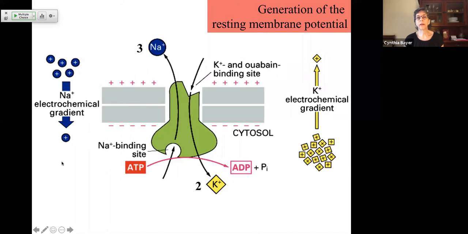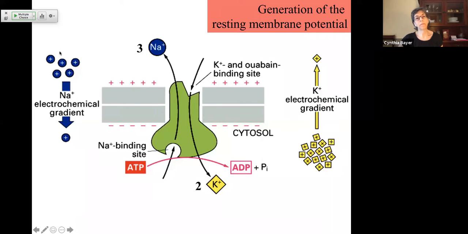So here is a diagram of our sodium potassium pump, this purple transmembrane protein sitting in our lipid bilayer. Here we have our resting membrane potential, more negative charges on the inside of the membrane, more positive charges on the outside of the membrane, and reminding ourselves that we have these two opposing ion gradients. Not only is the sodium ion gradient different from the potassium ion gradient, that sodium ion gradient is a very steep gradient.